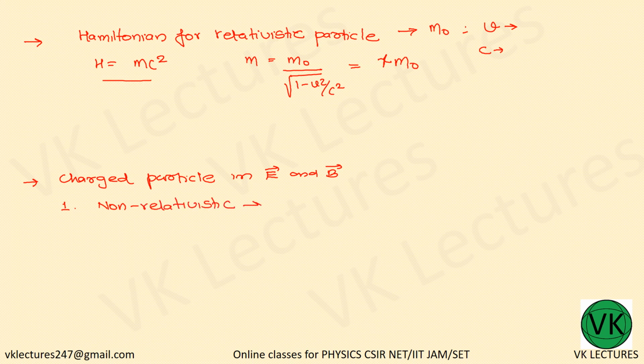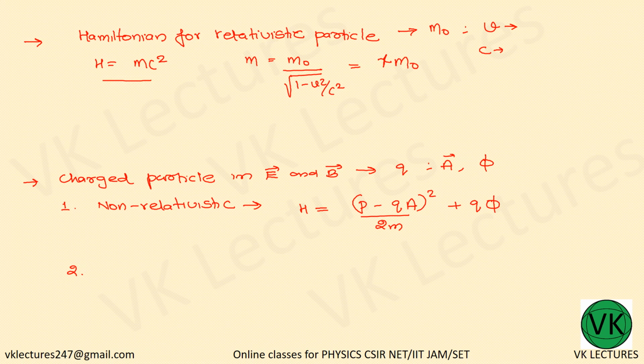In the non-relativistic case, let the charge of the charged particle be q, A the vector potential, and phi the scalar potential. Then we can write the Hamiltonian H equal to (P minus qA) whole squared by 2m, plus q times phi. This is the non-relativistic Hamiltonian for a charged particle in electric and magnetic field.